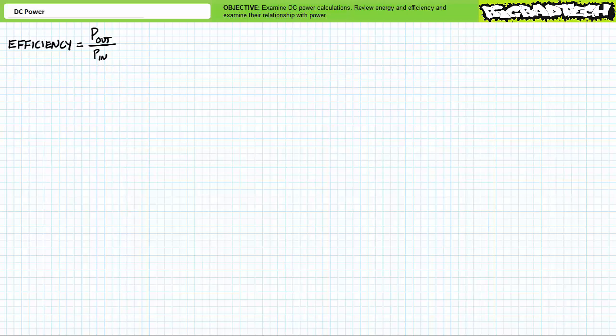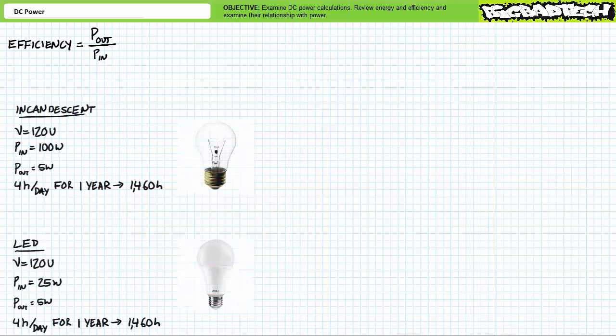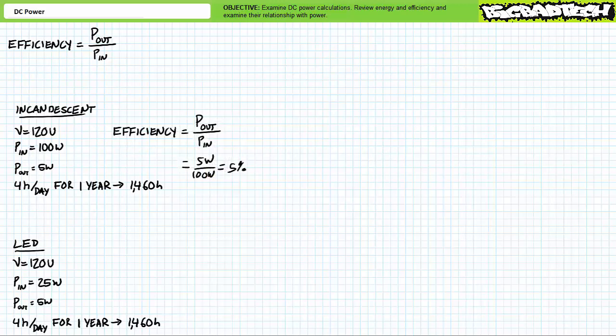Allow me to demonstrate by way of a series of illustrated examples. Consider a 100 watt incandescent bulb and a 25 watt LED bulb, both designed to operate using 120 volts. Let's say both bulbs yield an equivalent amount of useful output in the form of 5 watts of radiant power. The efficiency of the 100 watt incandescent bulb is 5 watts of usable output over 100 watts input, which yields an efficiency rating of 5%. This is super crappy. Similarly, the efficiency of the 25 watt LED bulb is 5 watts usable output over 25 watts input, which yields an efficiency rating of 20%. This is still pretty crappy, but not nearly as crappy as the incandescent bulb.